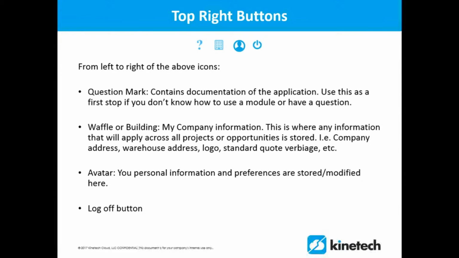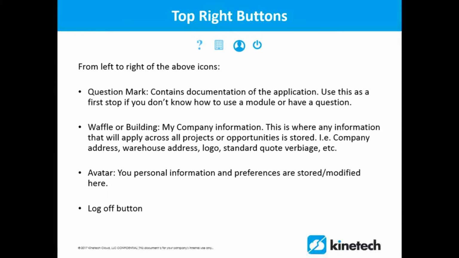The next is the building or waffle icon. One of our partners pointed out that this icon looks suspiciously like a waffle and the name kind of stuck. But under here, it is the My Company information. This is going to have all of your master templates that will flow through the rest of your projects and opportunities. It'll also have your list of active users, and you can modify whether people are automatically included or not included on your new project teams.